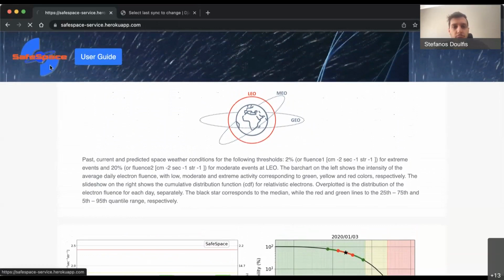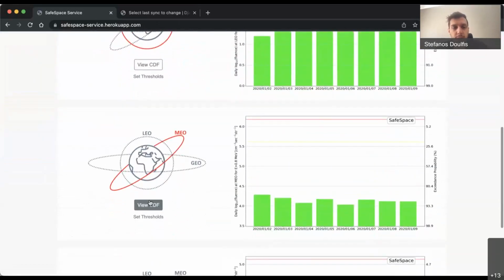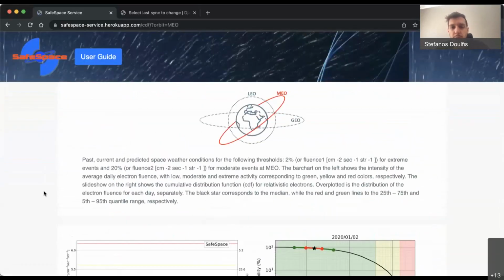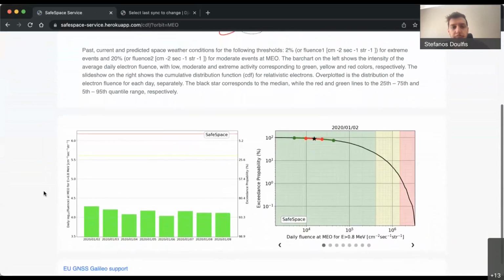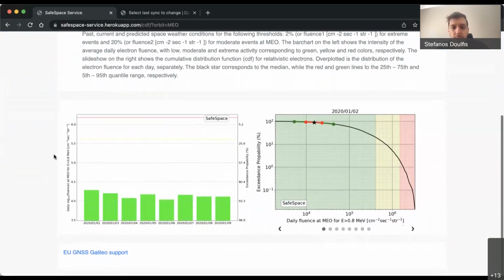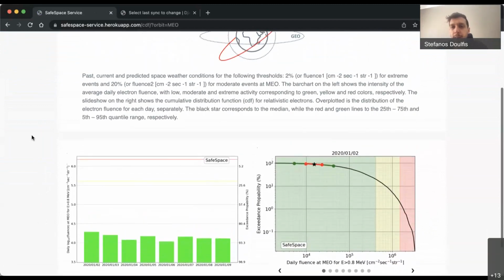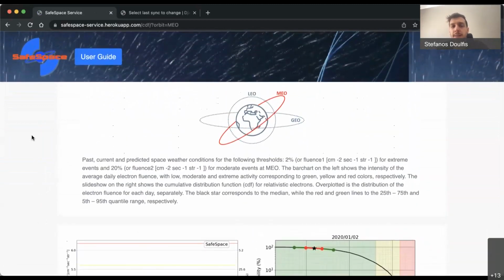As you can see, we can return to the homepage and view another CDF, and this is for MEO. It's the same thing with a different bar chart. And for the MEO trajectory, there's also a link to the GNSS Galileo support that Ingmar and the rest of Spark will talk about later. And this is the main functionality.